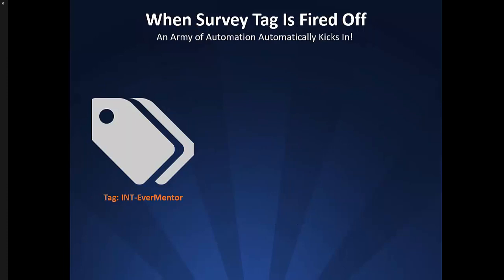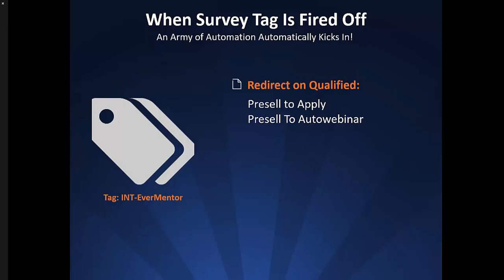because this is when the army of automation automatically kicks in. We have the interested tag called EverMentor, right? And so the redirect, the page after they submit, is either going to take them to a page with my video where it says, okay, here's what you need to do. You need to click the button below and go ahead and apply for EverMentor. Or I'll pre-sell them to an auto webinar. I'll say, hey, great, I'm glad you're interested in EverMentor. Go ahead and click the link down below, I've got a special auto webinar for you. Or it may be a call to action to get them to make an appointment using the scheduler inside of our system. So that's just the page redirects.